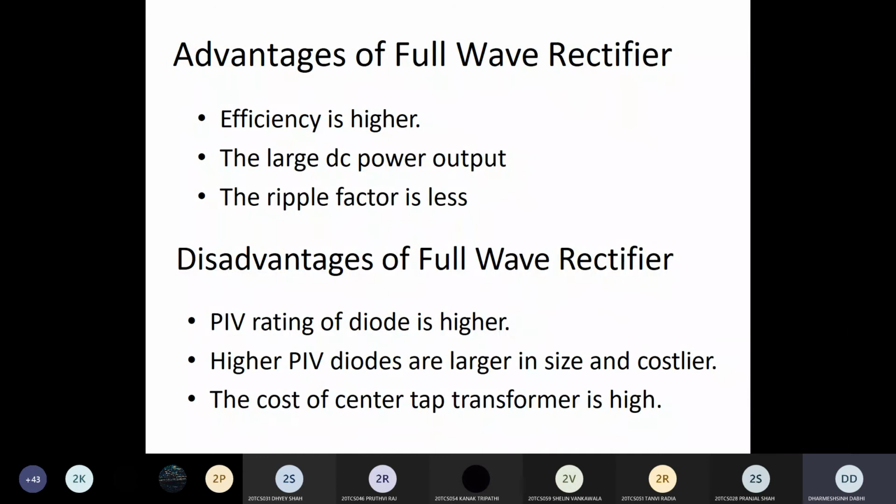And another, here we require the center tap transformer. Clear? It is another device we require in this configuration, so additional cost is required for this center tap configuration of the full wave rectifier. So these are the advantages and disadvantages of the full wave rectifier. But the advantages of the full wave rectifier outweigh its disadvantages, so in most applications we use the full wave rectifier configuration in practice.